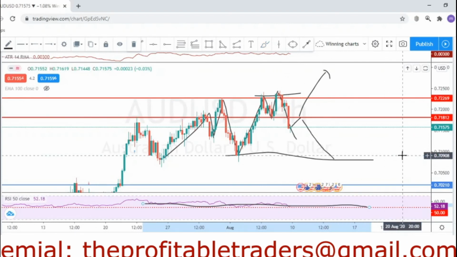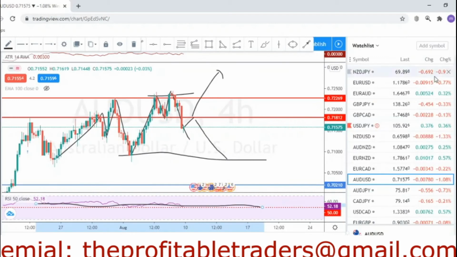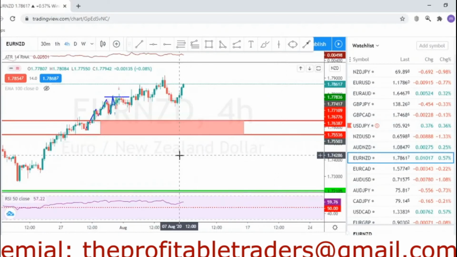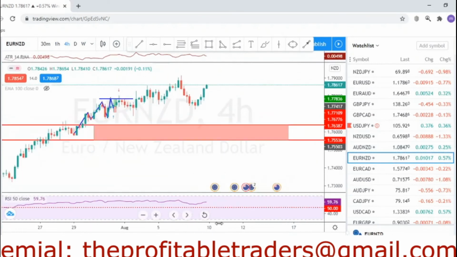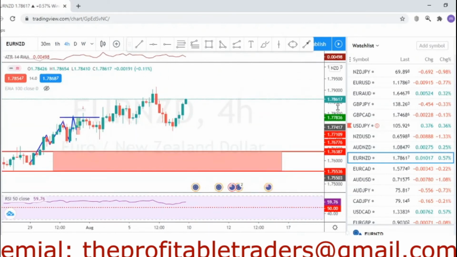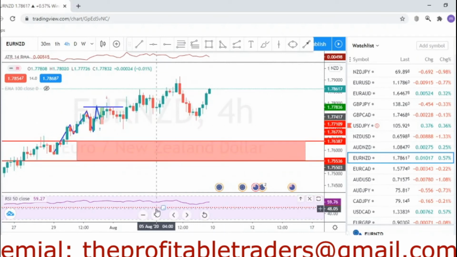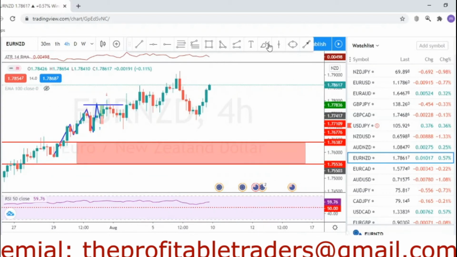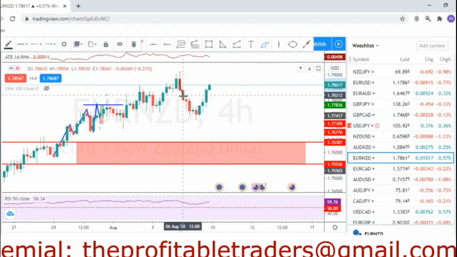Another pair is Euro New Zealand. Euro New Zealand, I just missed out from this trade here. What do you see here? We see our RSI above the horizontal line, which indicates that the market is in an uptrend. And what do you see here? You see a pullback of more than 2 candles and a bullish engulfing candle.